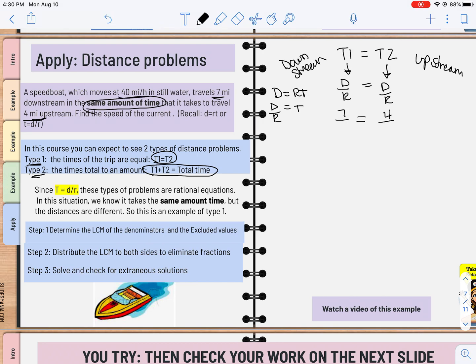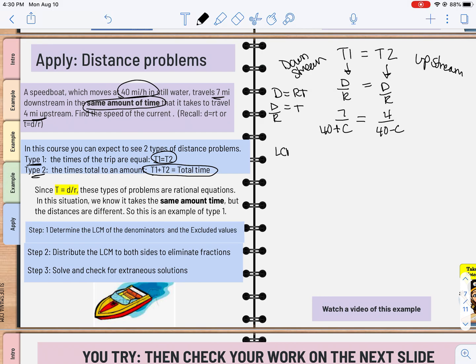Now my speed or my rate, it tells me that the boat is automatically going 40 miles an hour in still water. But when you're going downstream, the current, like I said, is going to make you go faster. So we want to add the current to our speed to make us go faster. When you're going against the current, when you're going upstream, it's going to slow you down. So instead of going 40 miles an hour, you're going to go slower than that.